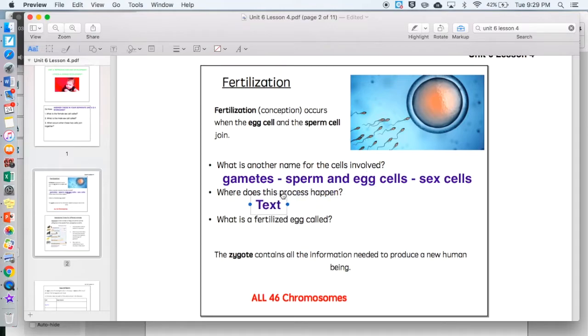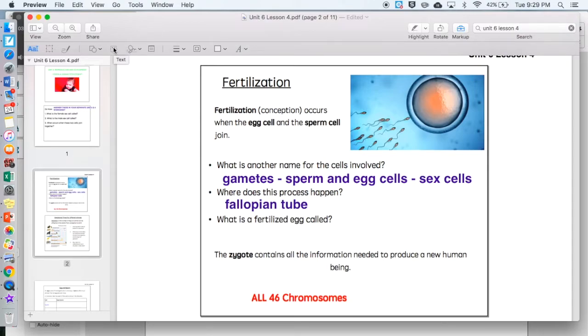All right, where does this process happen? We just did that a moment ago. Pause if you're not ready, but if you are, go ahead and type your answer. These you will answer in this document. So this process happens, fertilization occurs in the fallopian tube, and then, again, we talked about this before, but think for a moment, pause if you're not ready.